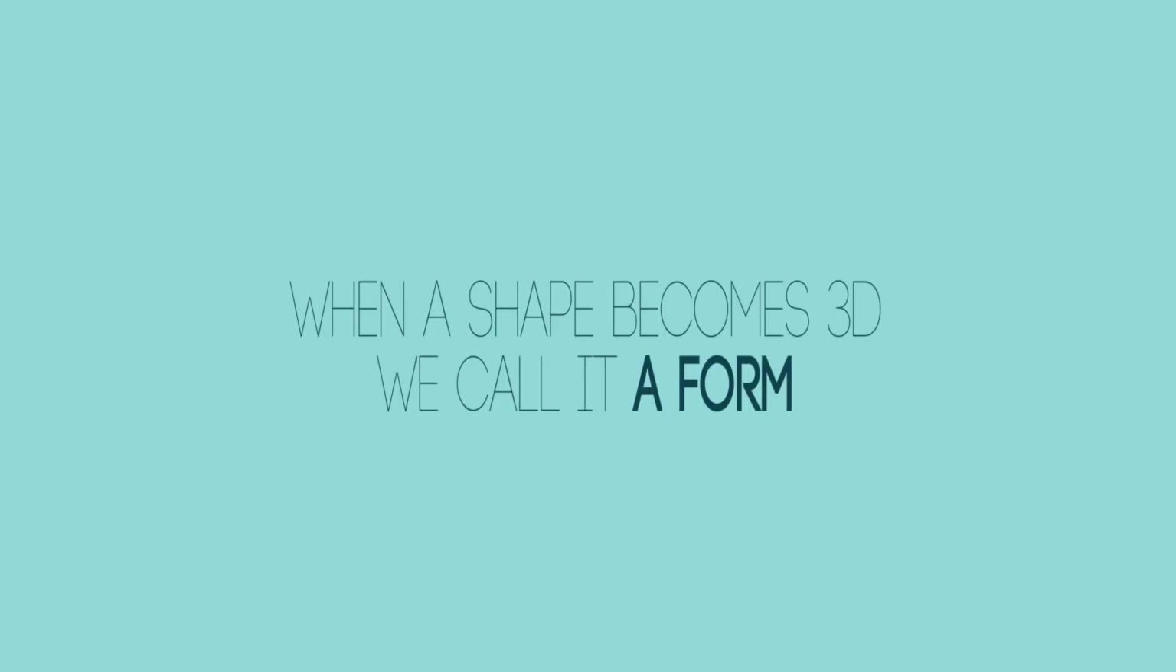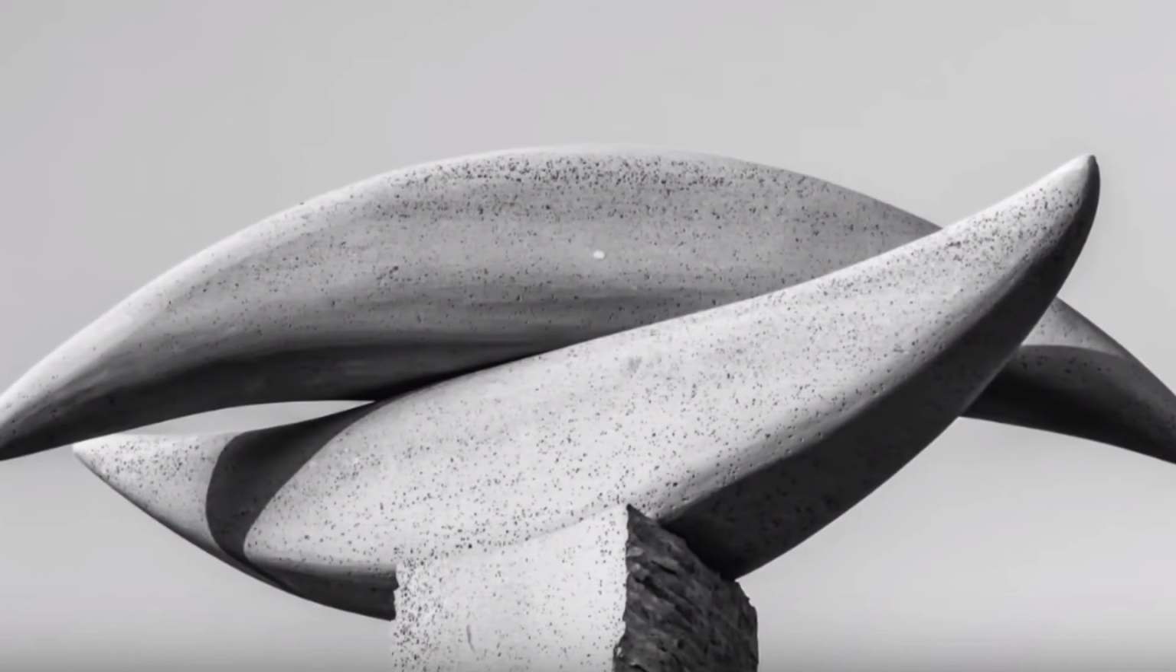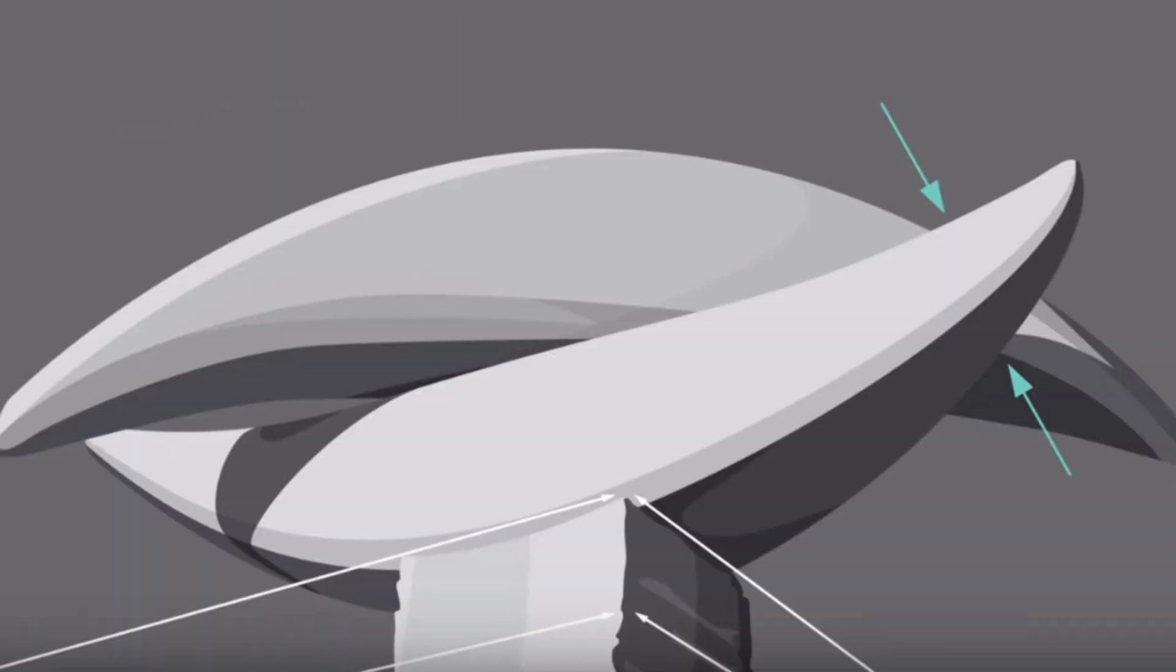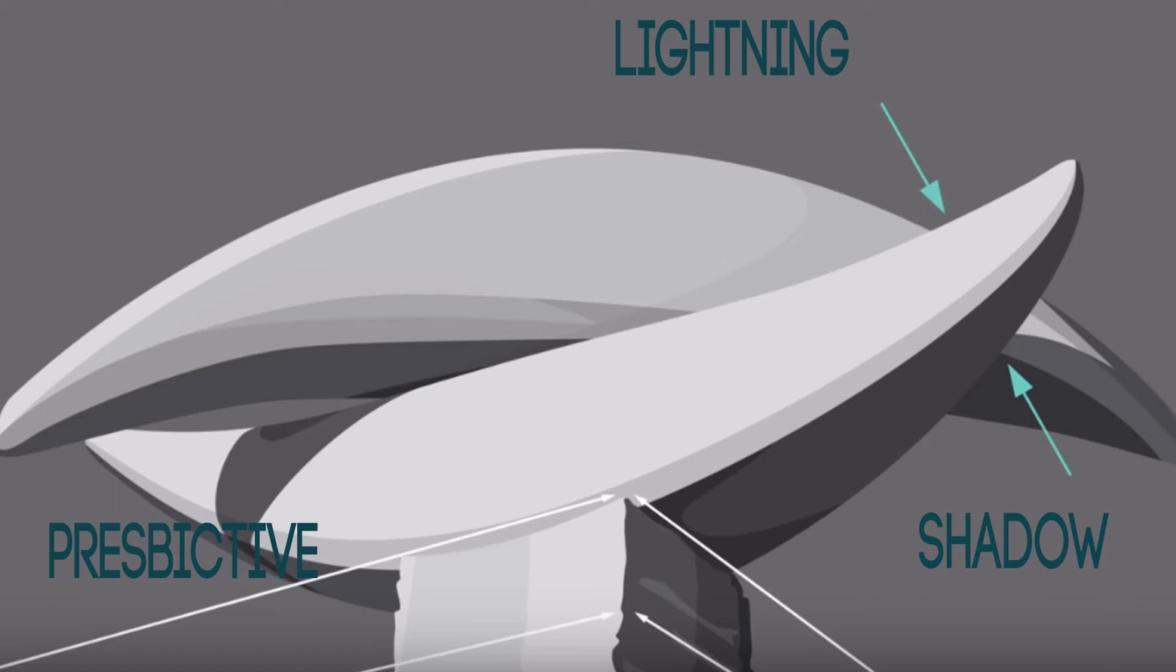When a shape becomes 3D, we call it a form. Forms can be three-dimensional and exist in the real world, or they can be implied, using techniques like light, shadow, and perspective to create the illusion of depth.